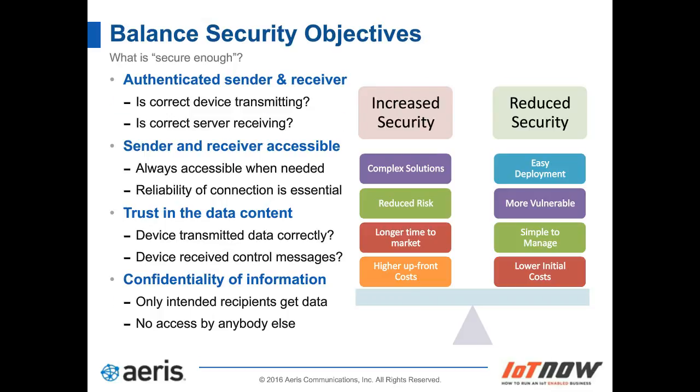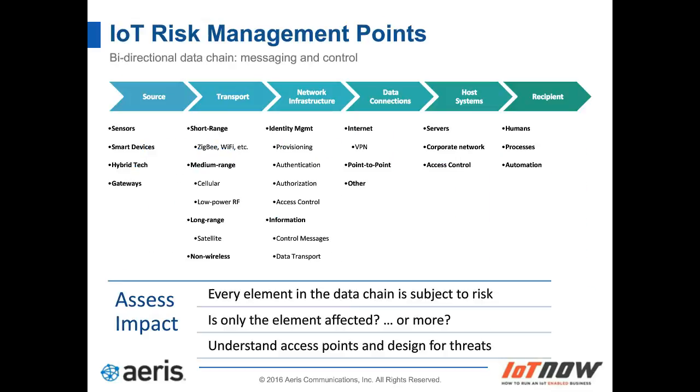One of the things that I would like to point out is that this is a complete chain. You have the sources of information, which is typically a sensor or a smart device of some sort, possibly a gateway if it's receiving information from a multiplicity of sensors inside a house or a business, all the way through the other end where there's some process or a human being or some automatic response system that is receiving that data and sending control messages back perhaps.